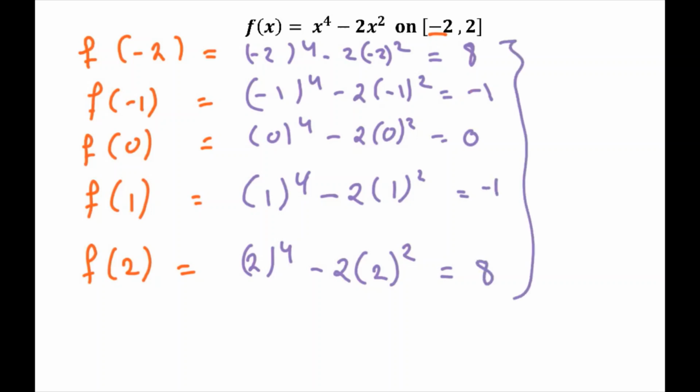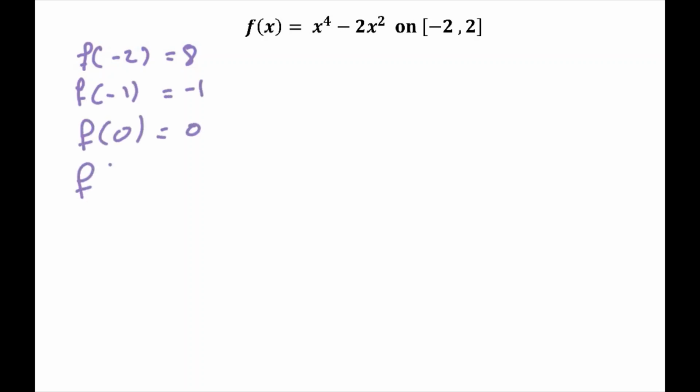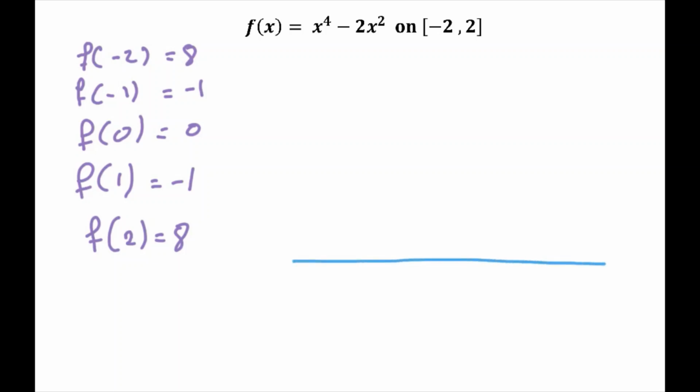We need these points to draw our number line and study the sign. So I'm just going to list the points here. So f(-2) is 8, f(-1) is -1, f(0) is 0, f(1) is -1, and f(2) is 8. Now let's draw the number line. The number line should be from the beginning, -2, all the way to the end, 2. And then in between them we have -1, 0, and 1.